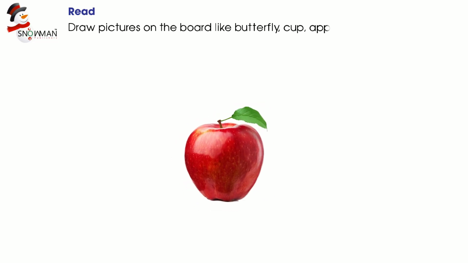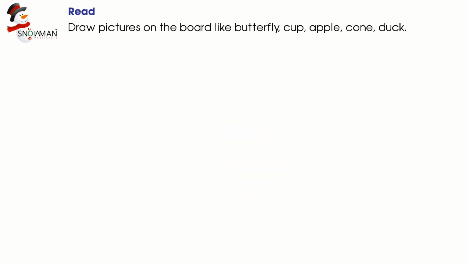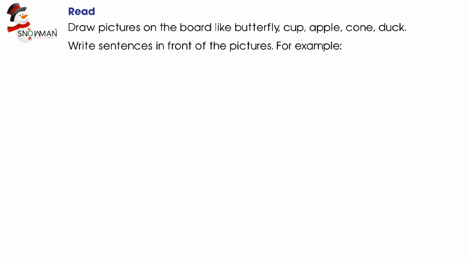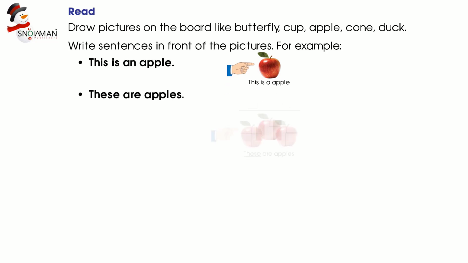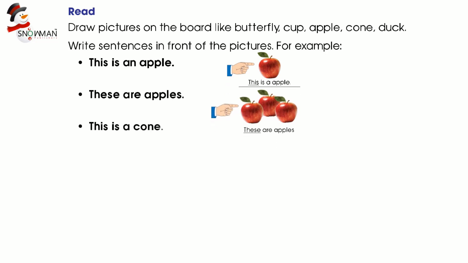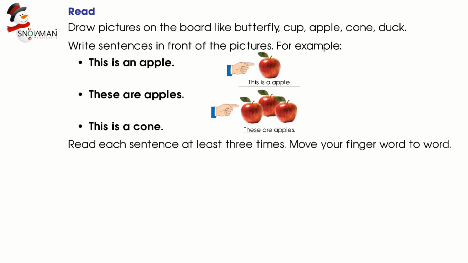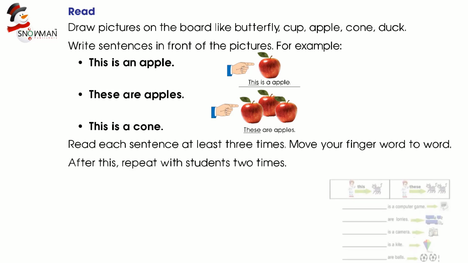Read. Draw pictures on the board like butterfly, cup, apple, cone, duck. Write sentences in front of the pictures. For example, "This is an apple. These are apples. This is a cone." Read each sentence at least 3 times. Move your finger word to word. After this, repeat with students 2 times.